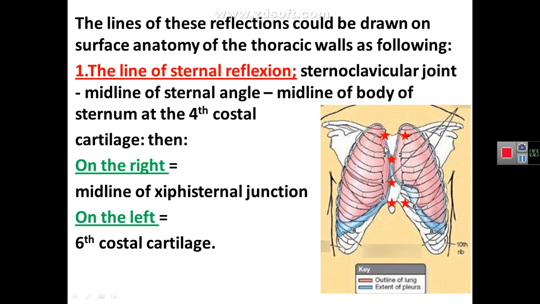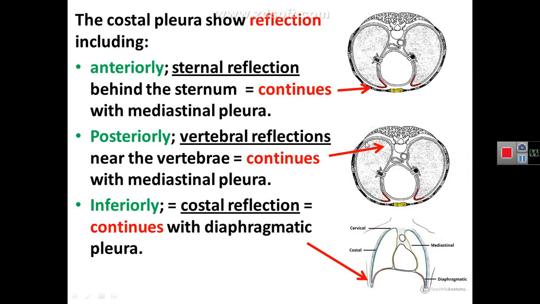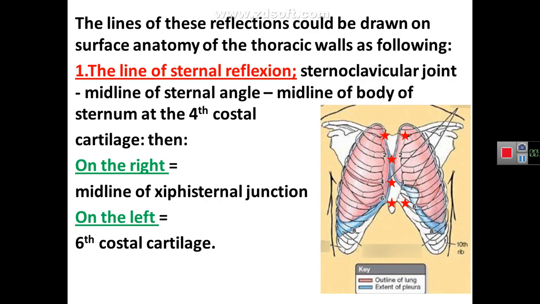So let us follow the line that could be drawn for the sternal reflection, and I want you to remember that this is the sternal reflection, the anterior one between the costal and mediastinal pleura. I will draw on the chest wall the line for this reflection. If this is a chest wall and I want to draw the line of anterior sternal reflection, of course, you know we have a right line and left line for the right pleura and left pleura.